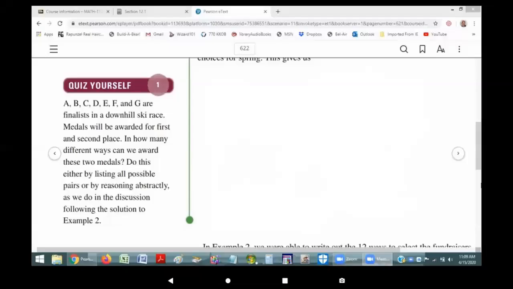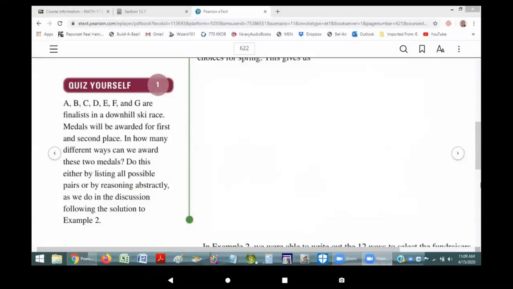Let's take a look at the Quiz Yourself questions from Chapter 12.1. A, B, C, D, E, F, and G are finalists in a downhill ski race. Medals will be awarded for first and second place. In how many different ways can we award the two medals? Do this either by listing all possible pairs or by reasoning abstractly.